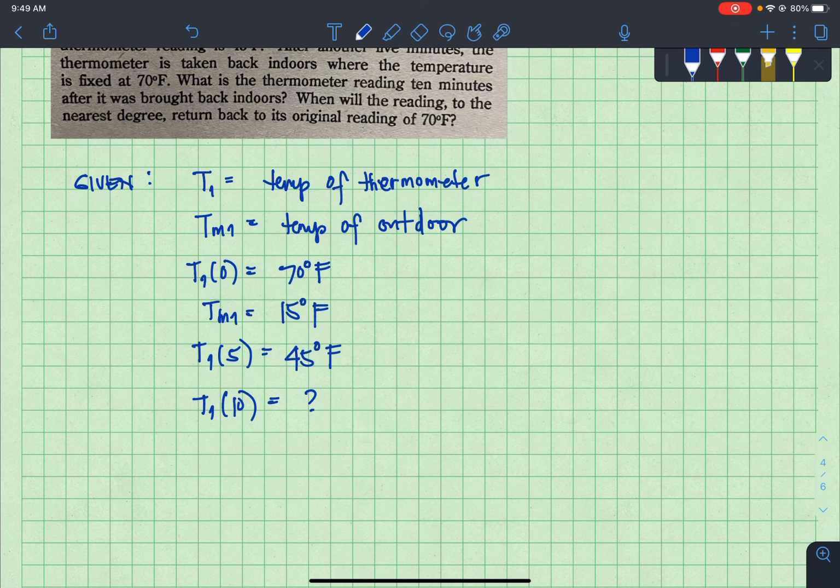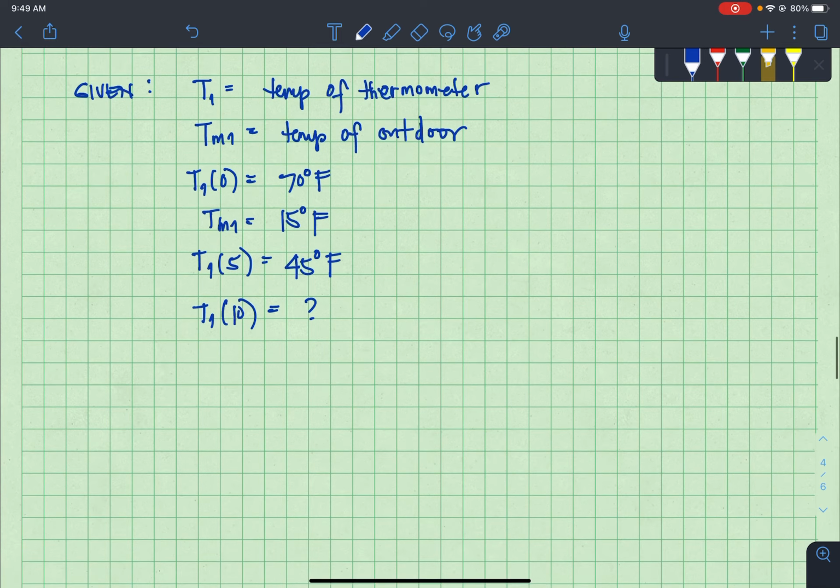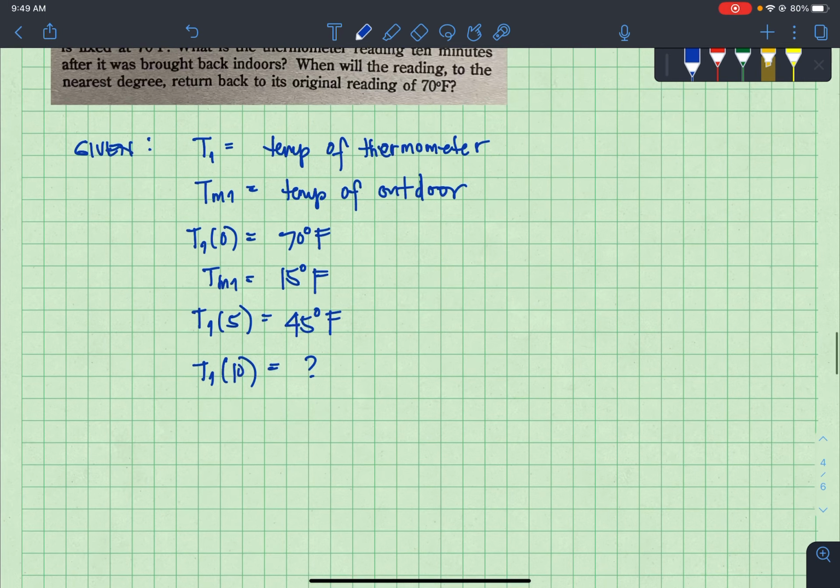Okay, so it was taken back inside. However, I do not know what that temperature is. The temperature inside is different from that of the outdoor. It says here that the thermometer is taken back indoors where the temperature is fixed at 70 degrees Fahrenheit.